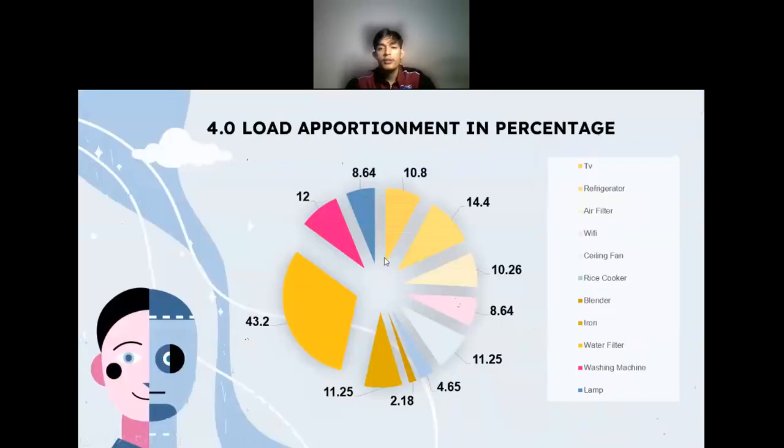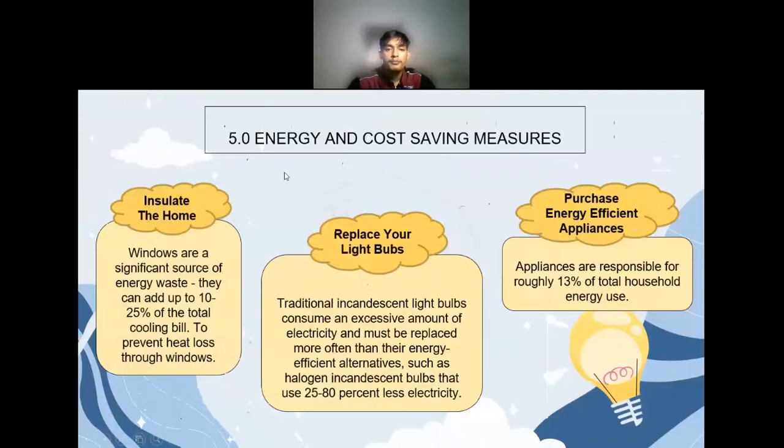Next is load factor percentage of the energy consumption, which is 40, windows are 35%.